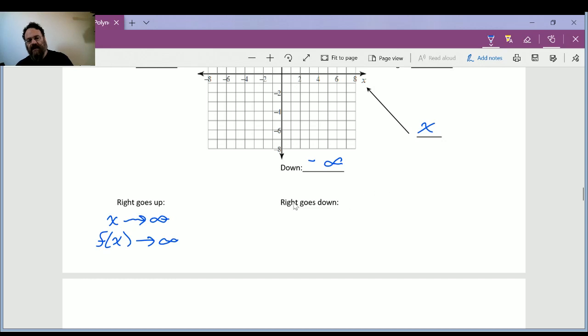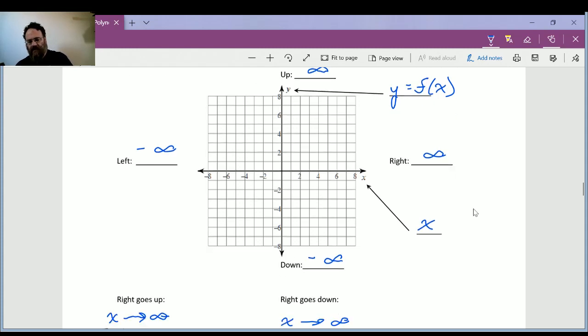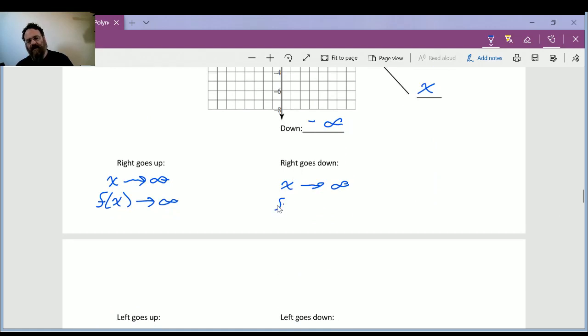The right side goes down. We're still talking about the x, and we're still talking about it being infinity. Here's x, left, right, and there's the right side, infinity. But this time it's going down. So the f of x is going down, which is negative infinity. So we'll say f of x approaches negative infinity.